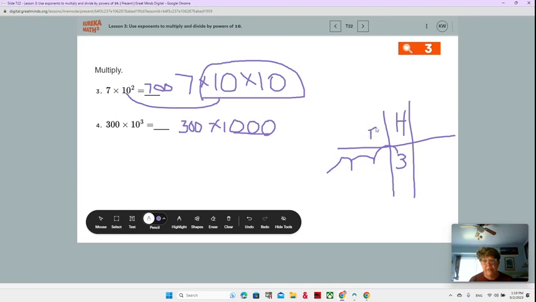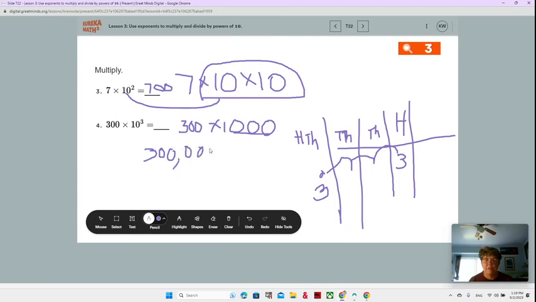So this would be the thousands place. This would be the 10,000s place. And then we're going to land in the 100,000s place. Should be a lot prettier on your place value chart. So all I'm doing is moving my 3 all those places because I'm multiplying by 1,000. So now I have 300,000. And if I think about it, 300 times 1,000 makes 300,000. Okay, excellent job.